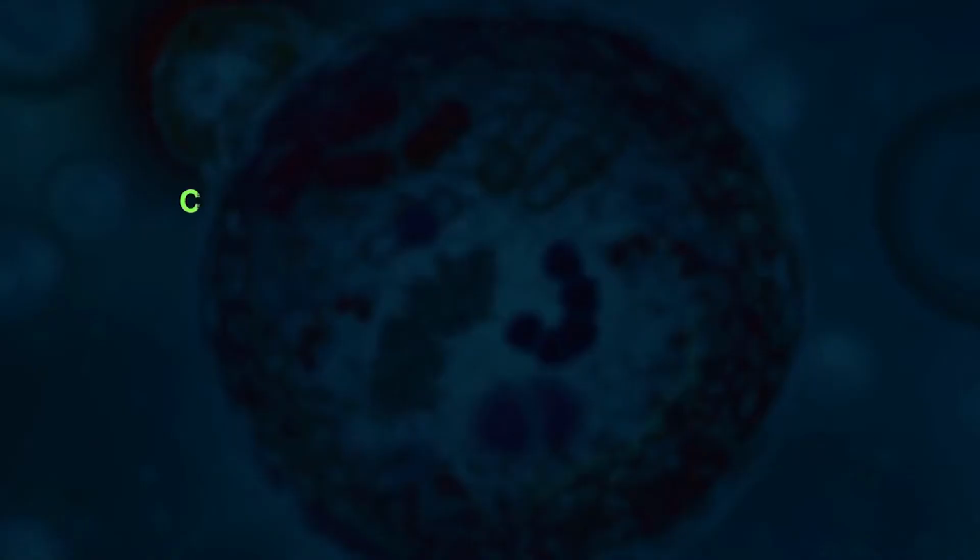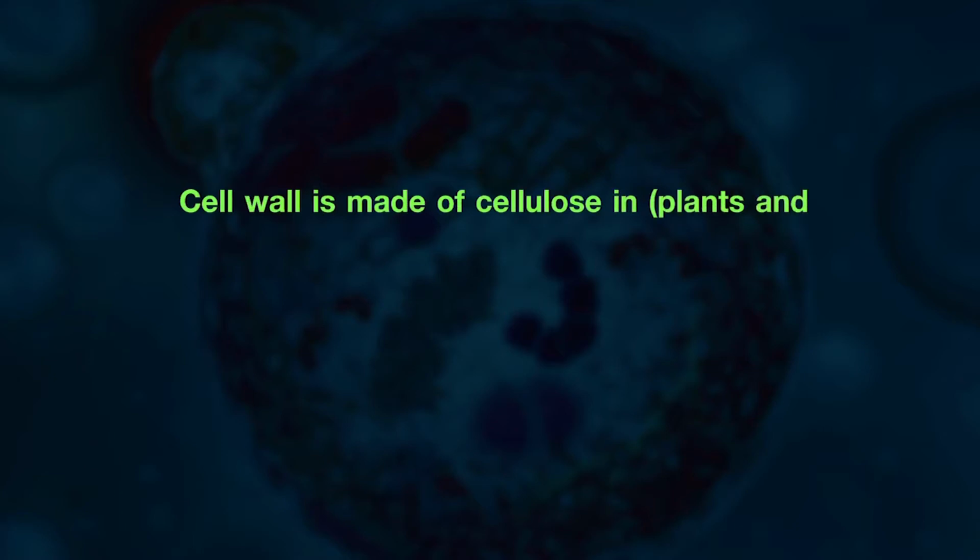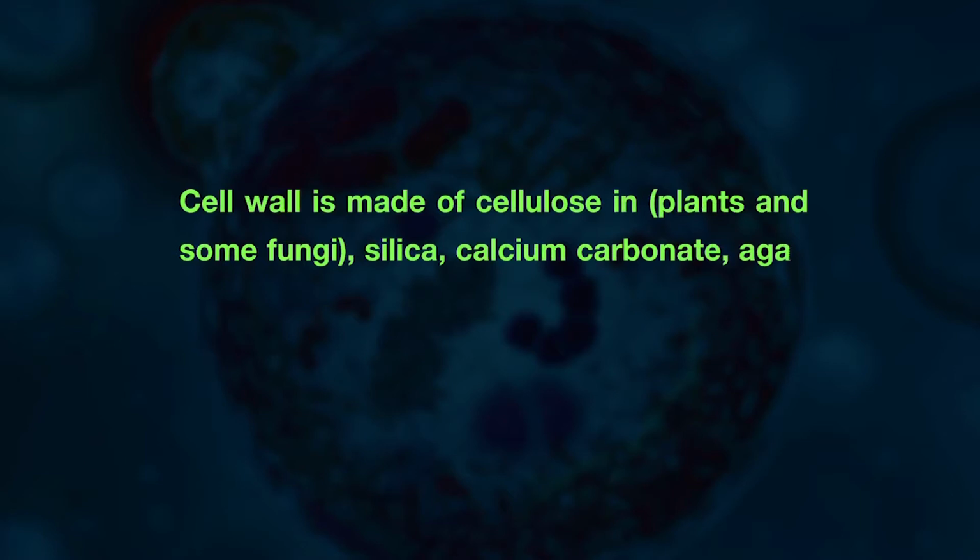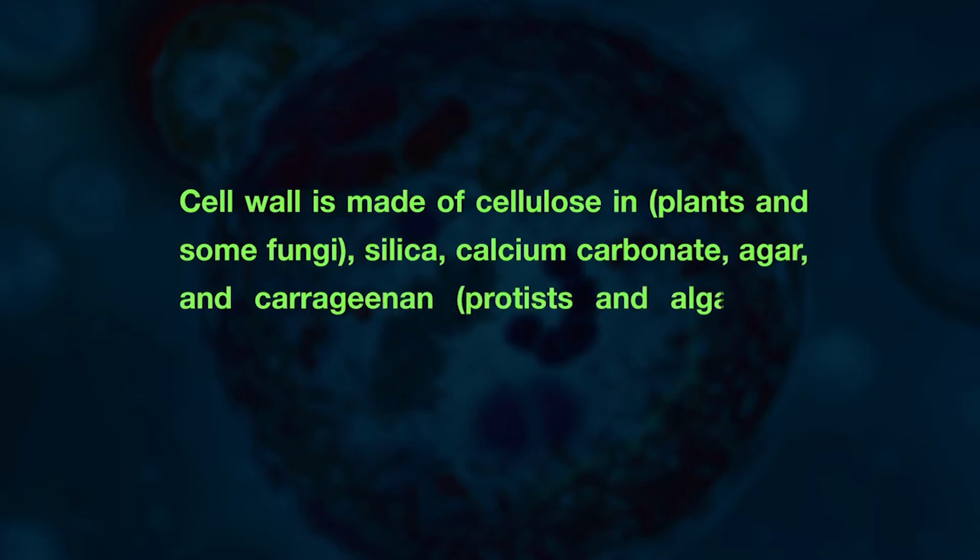A rigid cell wall commonly surrounds the cells of bacteria, fungi, algae and higher plants. Cell wall is made up of cellulose in plants and some fungi, silica, calcium carbonate, agar and kerosene in case of protists and algae, or chitin in case of fungi.